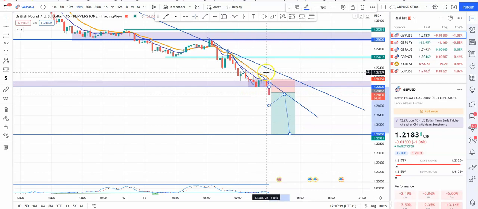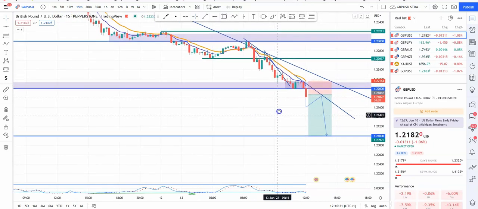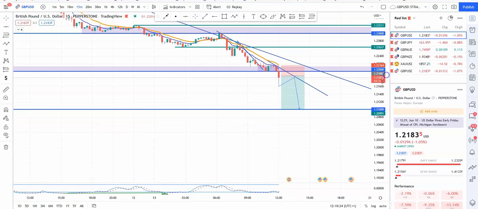Imagine you bought here now. That would have been knocking you out, isn't it? So that's our trade setup for today.